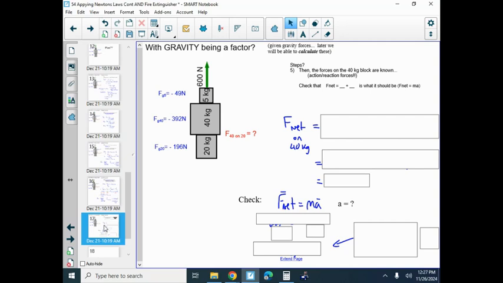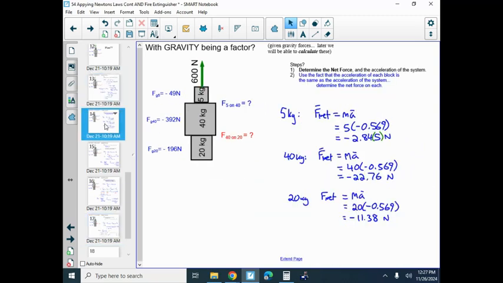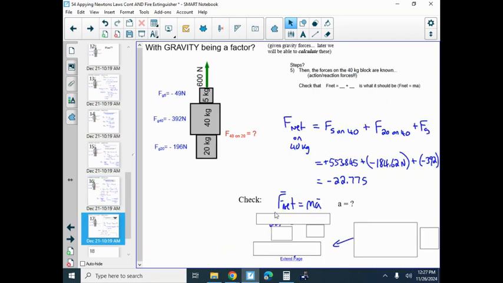So now we're ready to analyze that 40 kilogram mass. We've got lots of forces on it. We've got the force of the 5 up on it, the force of the 20 down on it, and the gravity force. We can itemize those all out and say it's got a net force of 22.775, which, if we look at that, 22.775, to the second decimal place, we're the same, right? So that net force right away is actually a confirmation itself.